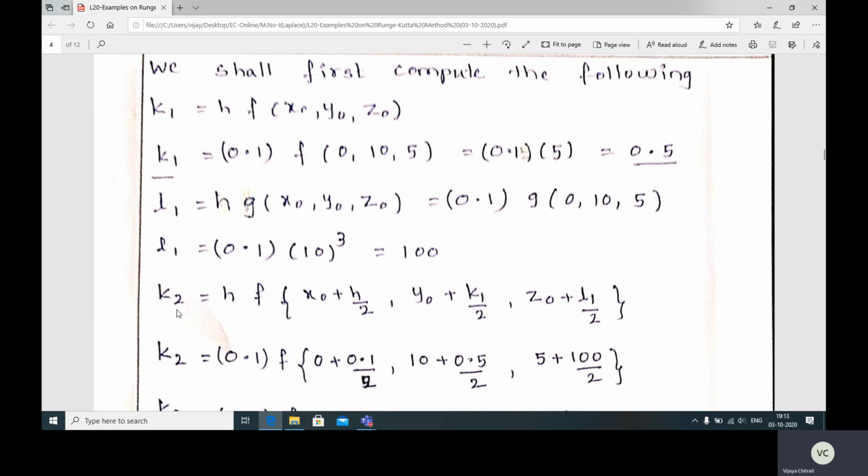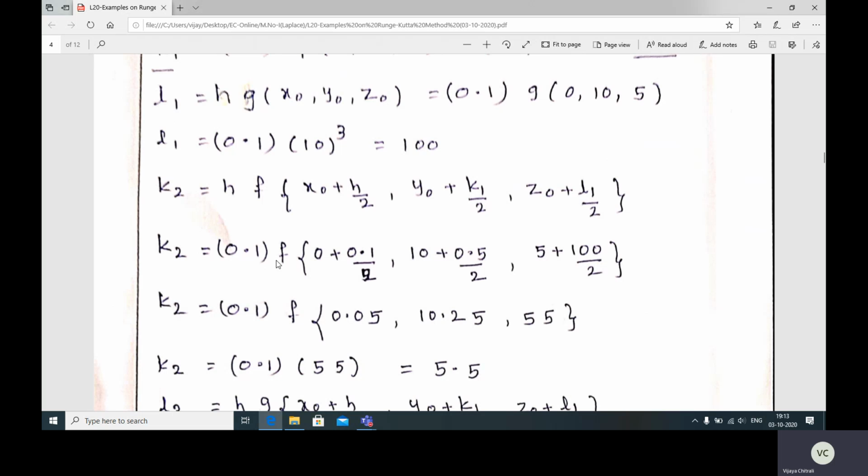Now find K2. So K2 is equal to h into f of x naught plus h by 2, y naught plus k1 by 2, z naught plus l1 by 2. So K2 is equal to 0.1 into f of x naught is 0, h is 0.1, 0 plus 0.1 divided by 2, y naught is 10, k1 is 0.5, so 10 plus 0.5 divided by 2, z naught is 5, l1 is 100, so 5 plus 100 divided by 2. So x naught plus h by 2 is 0.05, y naught plus k1 by 2 is 10.25, z naught plus l1 by 2 is 55.